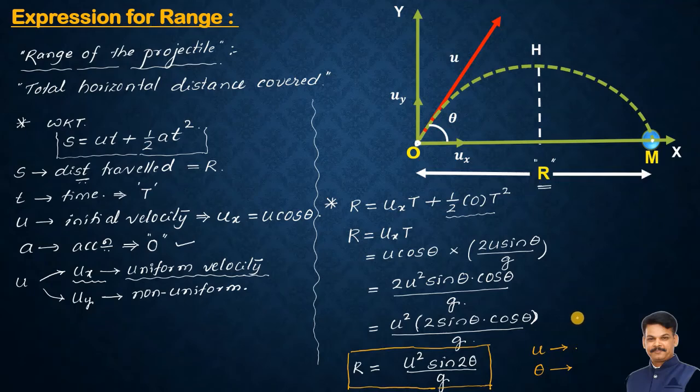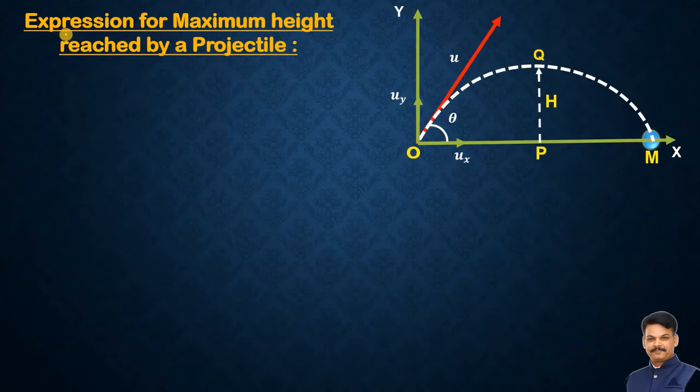Okay. So dear students, after the derivation of this equation, we are moving towards the derivation of the third concept. Now, dear students, let us derive the expression for the maximum height reached by a projectile. Okay, so what is the maximum height reached by the projectile? In this figure, observe it. PQ represents the maximum height reached by the projectile. Okay, and usually that maximum height is denoted by this symbol H.